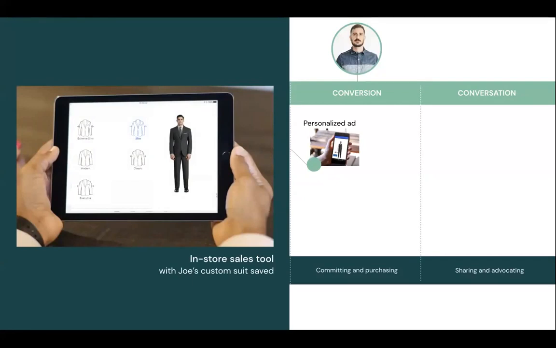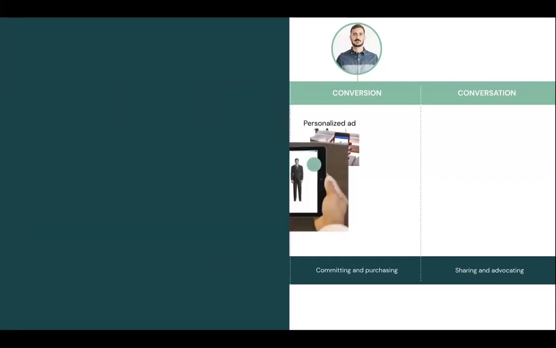So once he arrives, he deals with a sales associate who already has all of Joe's customizations that he started saved into the system. He can pull that up on an iPad and they can kind of finish the process together. So it really creates a seamless experience where we've been following him throughout and can serve up visuals that are relevant specifically to him.